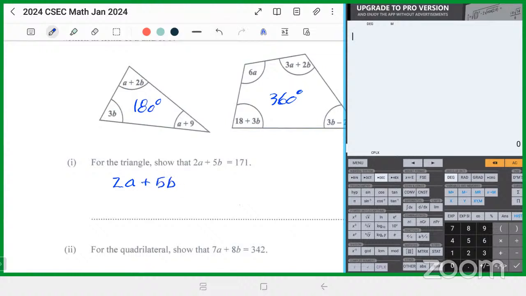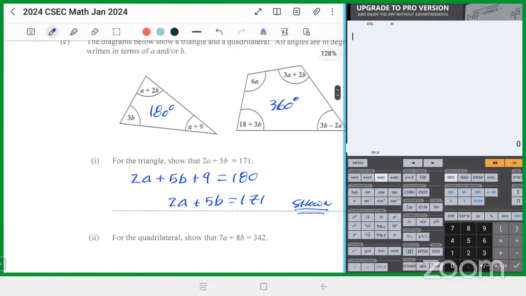And then we add the number. This is the only number there to add, which is 9. And that is equal to this 180. And if you take this 9 and subtract it on that side, 180 minus 9 gives us the 171 that they have here. So it becomes 2a plus 5b equals 171. So that was shown. All right. Hopefully they recognize that we added up the a's and so on. But I mean, I cannot penalize if I have the correct thing.